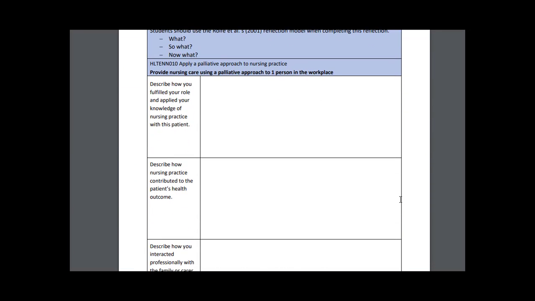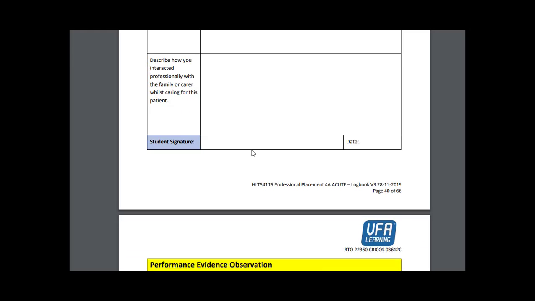Same here. So it's a reflection that you need to describe how you fulfilled your role, as well as the nursing practice that you contributed to make that person's health outcomes. Describe how you interacted with their family or with their carers.